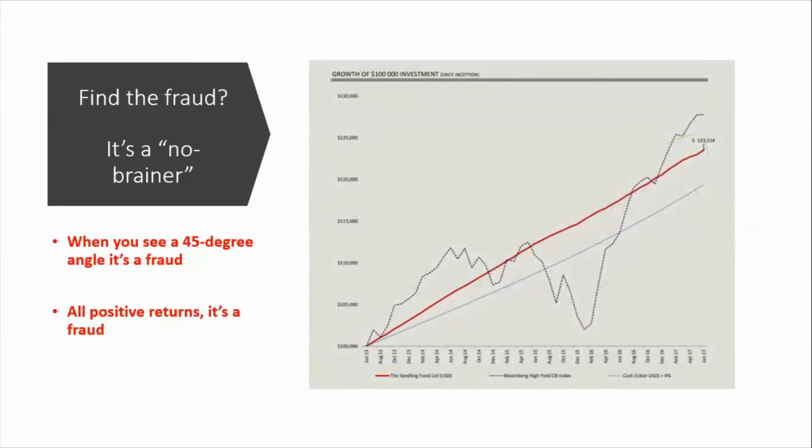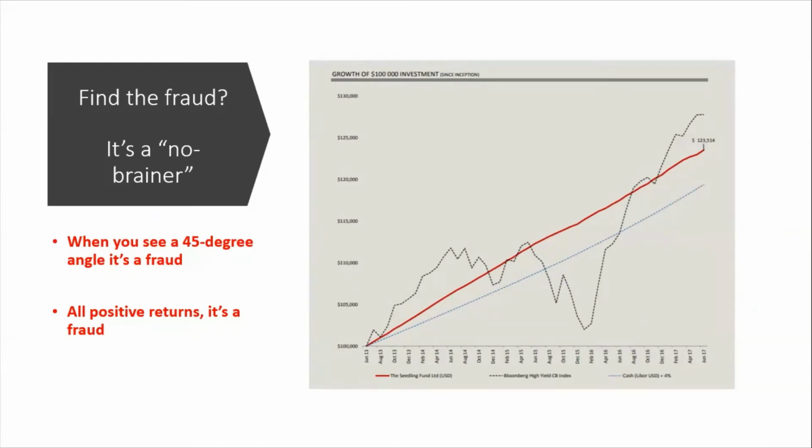They'll present this different ways. So here we have the growth of a $100,000 investment. This is the Seedling Fund. I don't have to tell you which one is the fraud. You may say, hey, the blue looks like a fraud as well. Well, the blue is actually LIBOR. The blue is a cash security. So it's essentially a treasury bill, which won't default or has not defaulted, but it won't default. US government treasury bill, plus 4%.